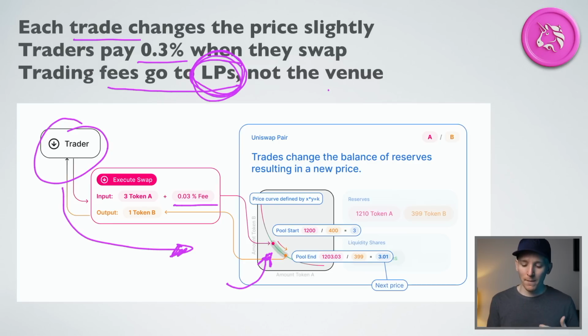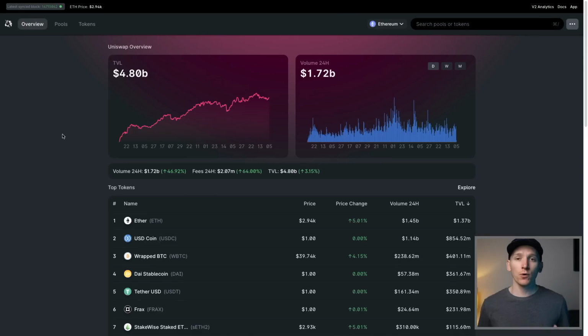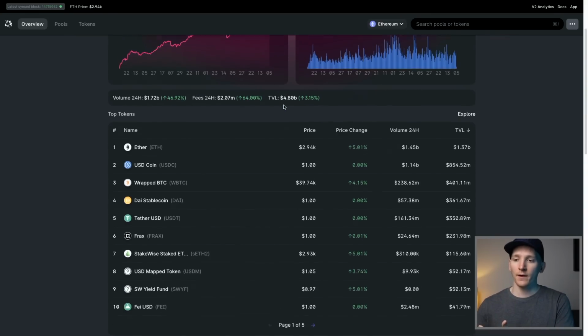In fact, the venue may take around 10% of the actual trading fee in reality, but most of it goes to the people providing their tokens as liquidity. To show you how a liquidity pool works in practice, we can go over to Uniswap and see all of the most active pools. So you can see the amount of volume or value that's locked in all of the pools. It's obviously going up quite significantly.